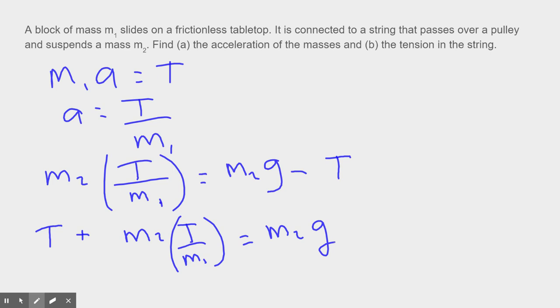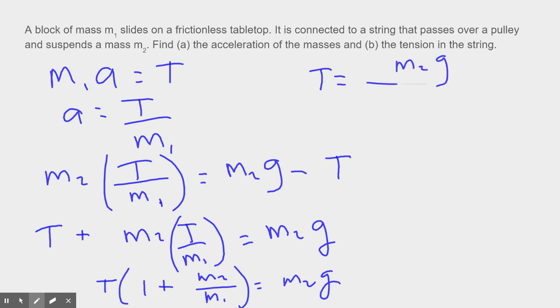Okay. Now we just need to rearrange this, and this might be the difficult part. So let's pull the T's out. So pull the T's out, and we get T times 1 plus M2 over M1 equals M2G. Rearrange this again, and we'll see that T equals M2G divided by, and I'm just going to rearrange this so that it says M2 in the front. It's the same thing.